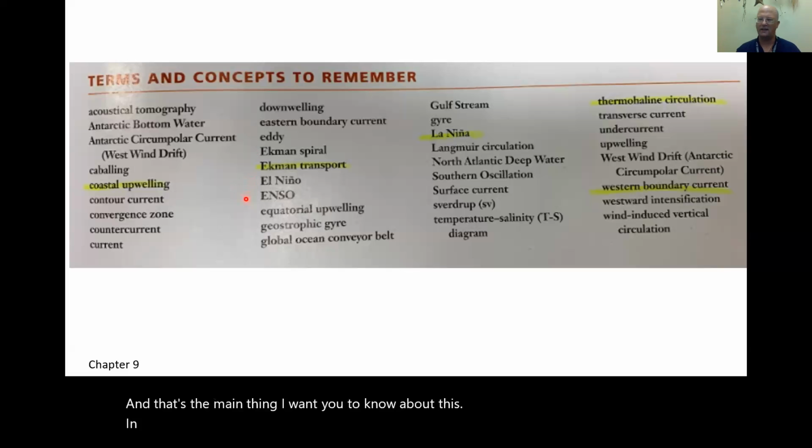ENSO is related to El Nino. It stands for El Nino Southern Oscillation. I wouldn't worry about ENSO. Just know it's related to El Nino.